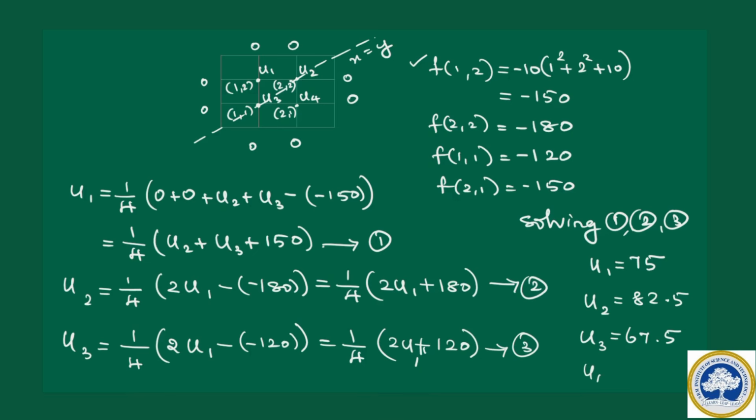Again, what about u4? u4 is equal to u1. So that u1 is already 75. So we can write u4 is equal to 75. So like this, we have to solve the Poisson equation using the given formula.